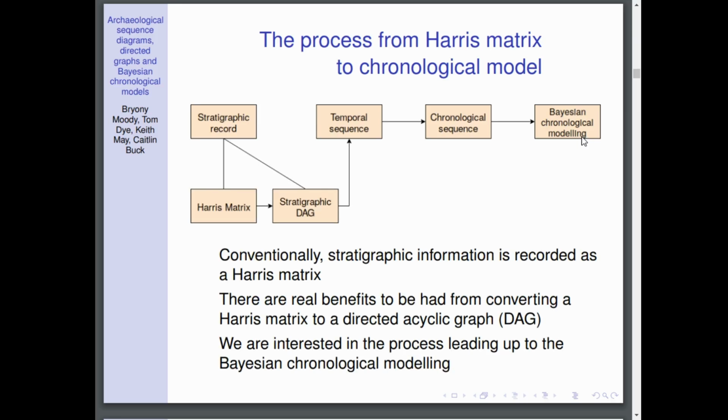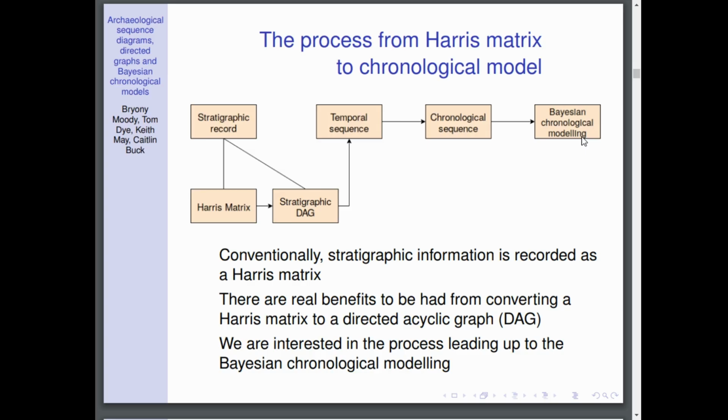Actually, I kind of lied a little bit there. The stratigraphic record is separated into two parts. So there's a Harris matrix that you're all probably very familiar with. And we're not saying we're going to get rid of that, we just want to add a step after that as well, called a stratigraphic DAG. And so conventionally, stratigraphic data is held in a Harris matrix, but for chronological modelling, it's really useful to convert this information into a directed acyclic graph.